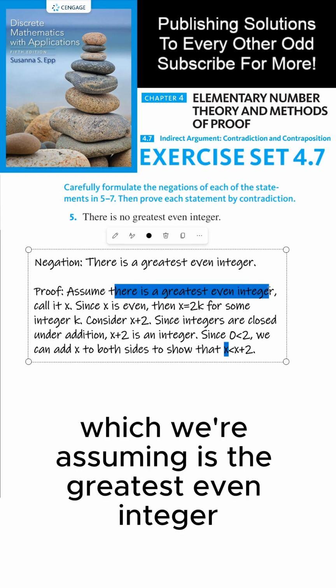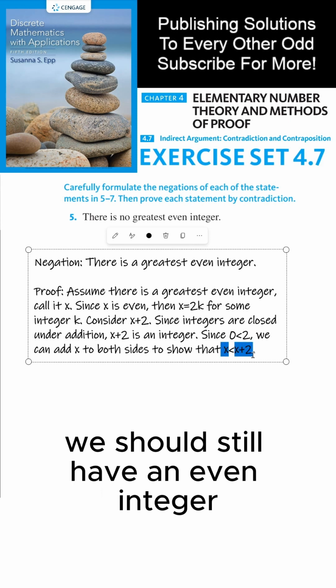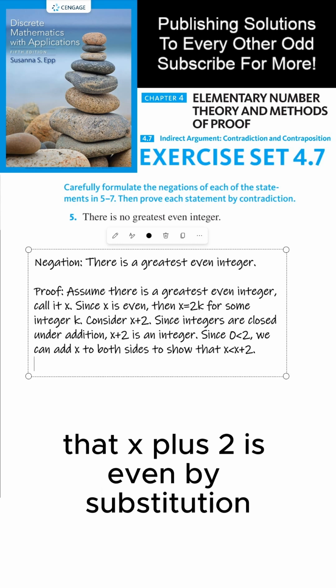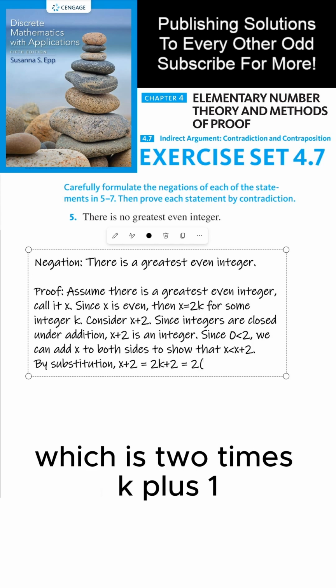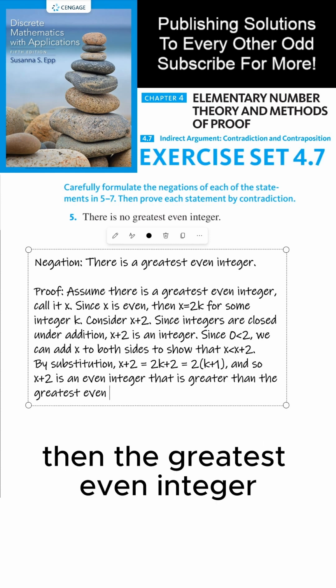So now we have an integer, x plus 2, that we've shown is larger than x, which we're assuming is the greatest even integer. And since we added 2 to an even integer, we should still have an even integer. So next I'm going to substantiate the claim that x plus 2 is even. By substitution, x plus 2 is 2k plus 2, which is 2 times k plus 1. And so x plus 2 is an even integer that is greater than the greatest even integer.